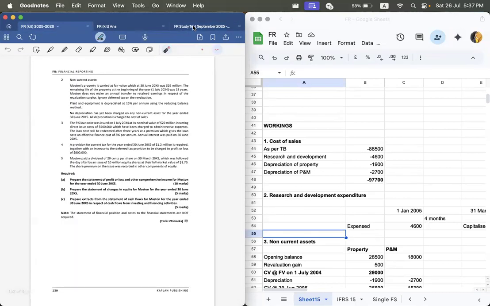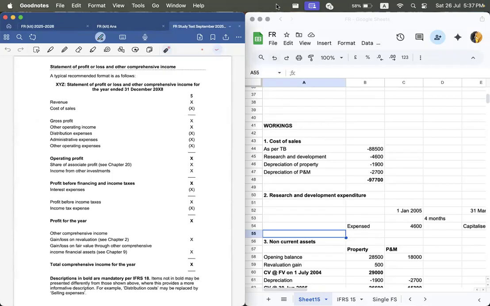First of all, the SOPL format has changed. The first items are as they are. Clear? That is, you have revenue, you have cost of sales.